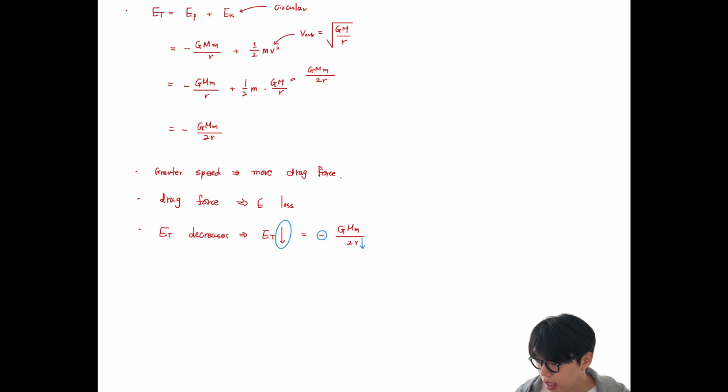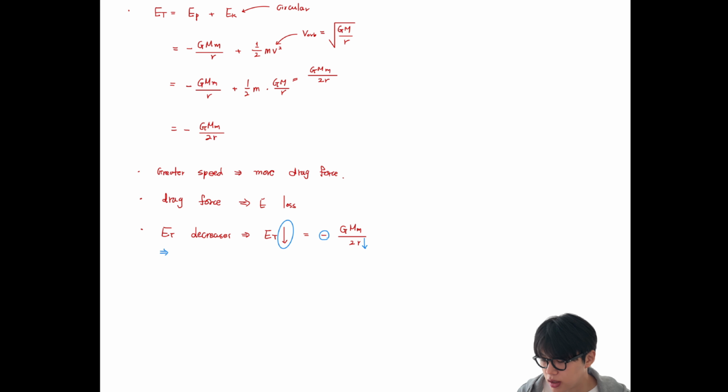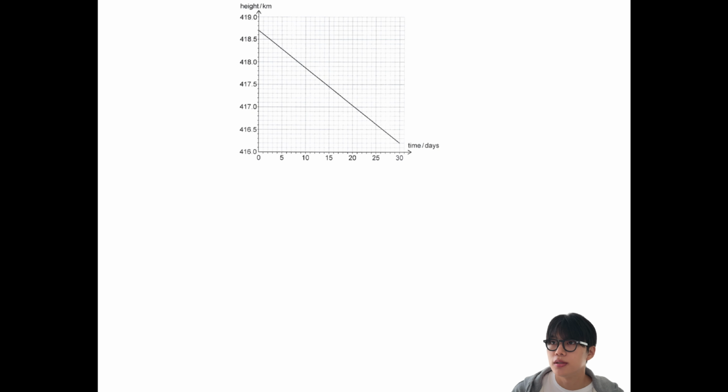So we can say when the total energy decreases, the radius also decreases, which means that if you experience the drag force constantly, it will keep decreasing the radius, right? So the satellite will gradually spiral inwards, and then it will collide with the ground, okay? So that's the fate. Okay, moving to the next question.